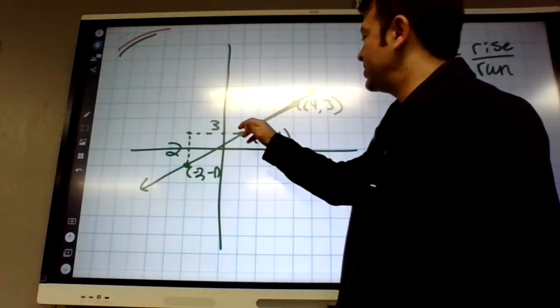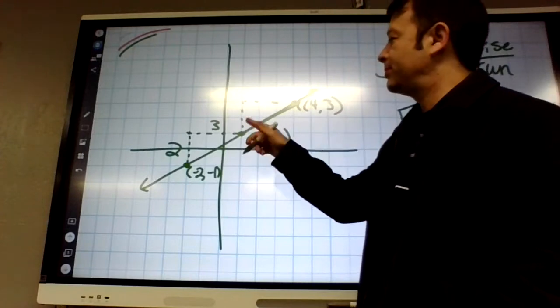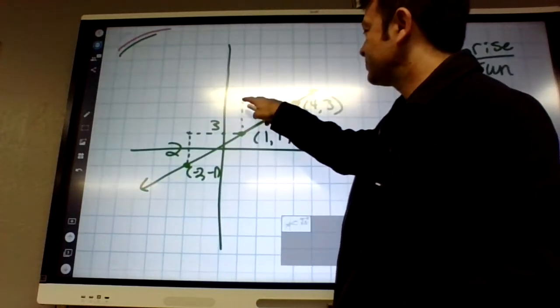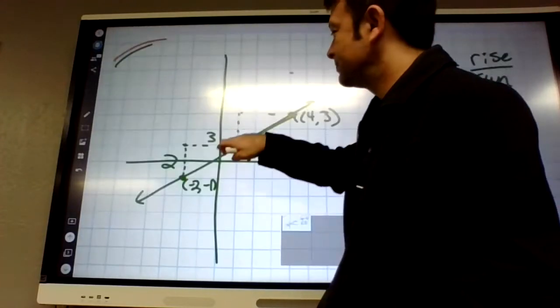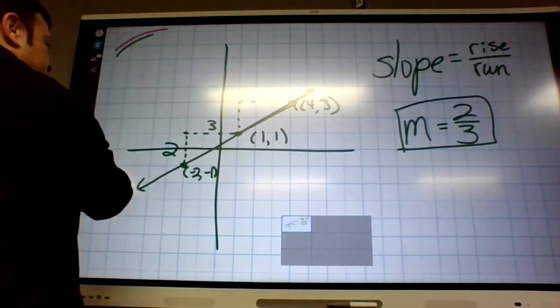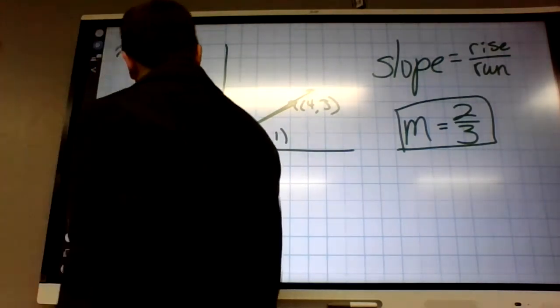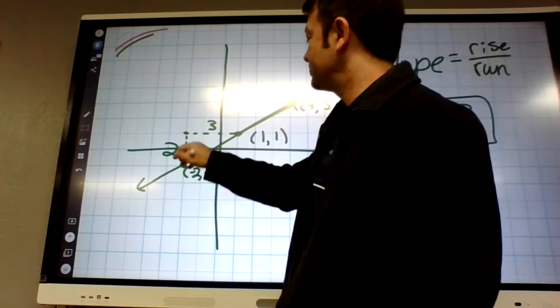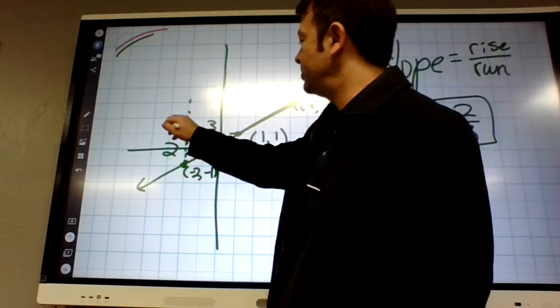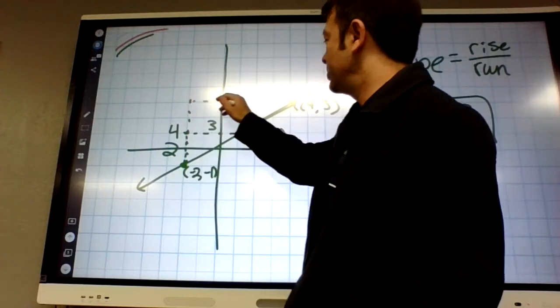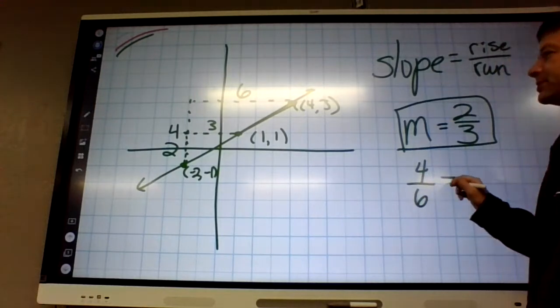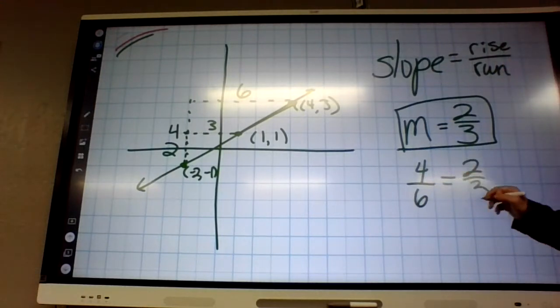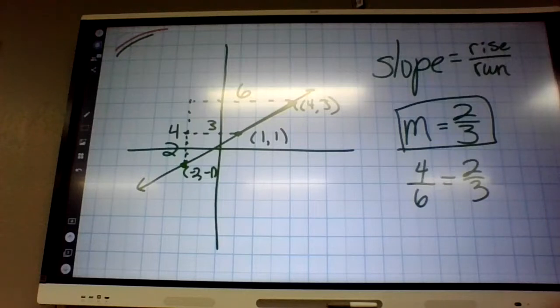Well, I was saying you could use any 2 points on the line. That would also be 2 and 3. What if I use these 2 points? What would the slope be? The rise would be 4. The run would be 6. And guess what happens to 4 over 6? It reduces to 2/3, so it's the same thing. So my point was, it doesn't matter what 2 points you use, the slope will always be the same thing.